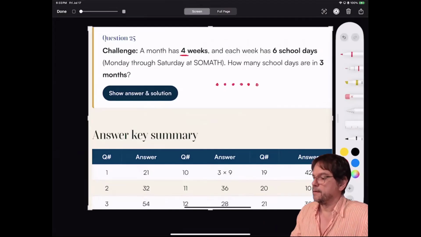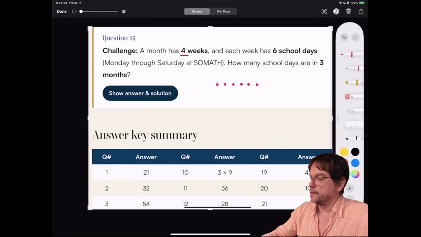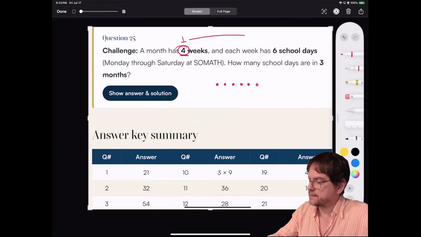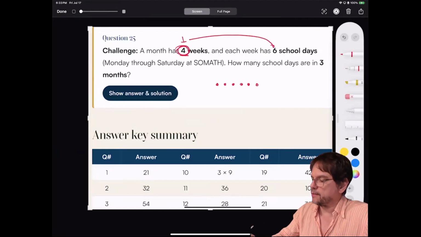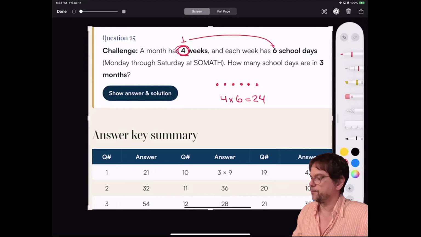Okay. So 1 week has 6 days. If I have 4 weeks, it's 4 times 6. Do you agree? But it's 4 weeks. I have 3 months. How many weeks do we have in 3 months?